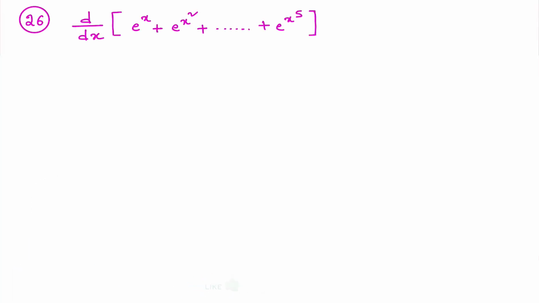You see this question number 26. They are asking to differentiate this full expression d by dx of e power x plus e power x square plus and so on plus e power x power 5. Actually here only two terms are missing, see here, e power x cube plus e power x power 4. In basic differentiation, we know how to differentiate this. So to differentiate this, I'll differentiate each and every term like this.